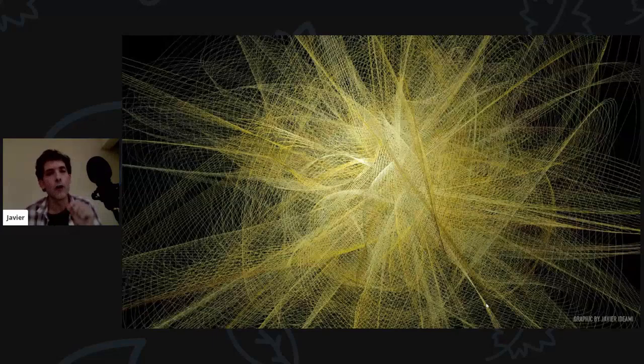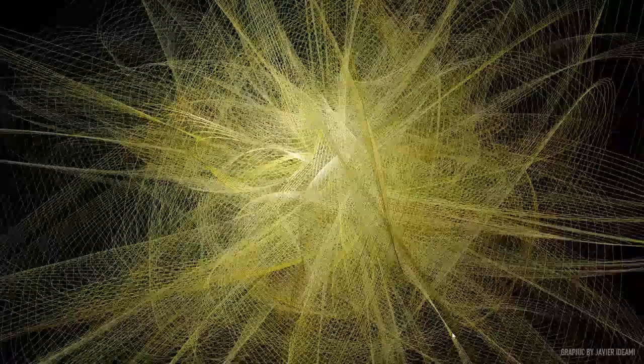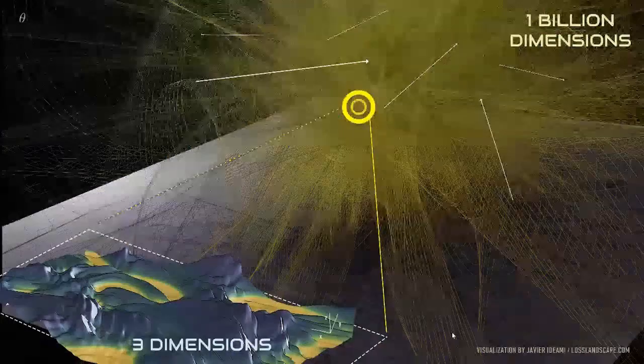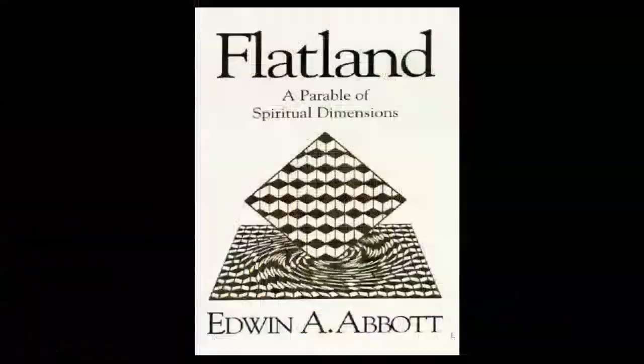Now, all in all, we are dealing with very, very high dimensional spaces, spaces that we cannot visualize, that we cannot understand, spaces that are very cryptic for us, that are a puzzle for us. And this takes us to Flatland.